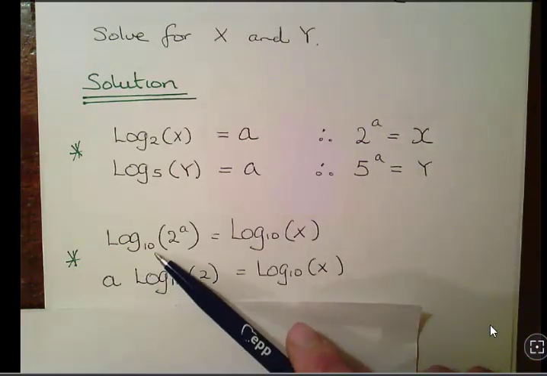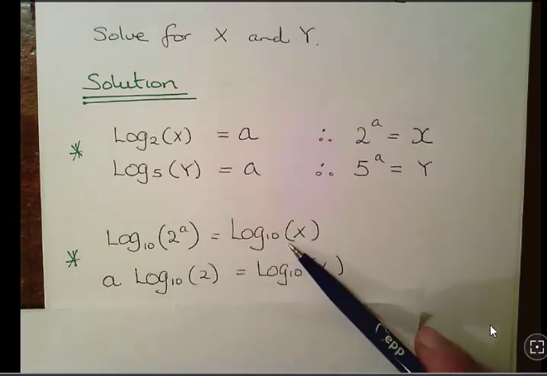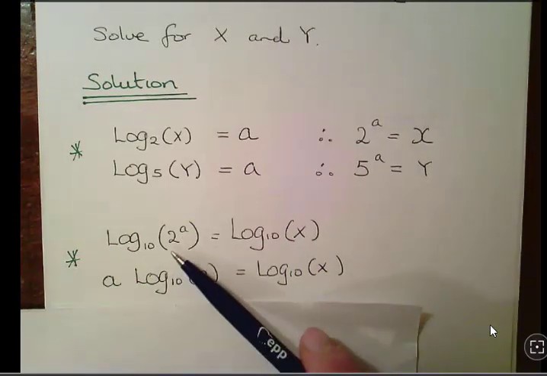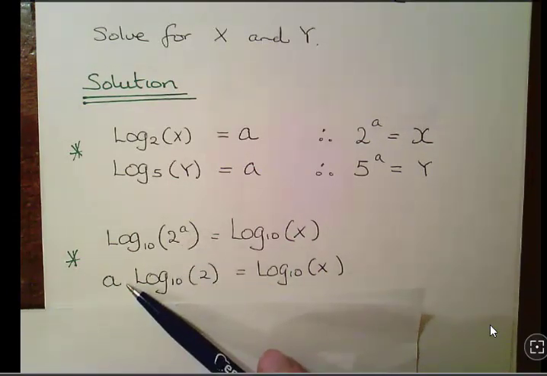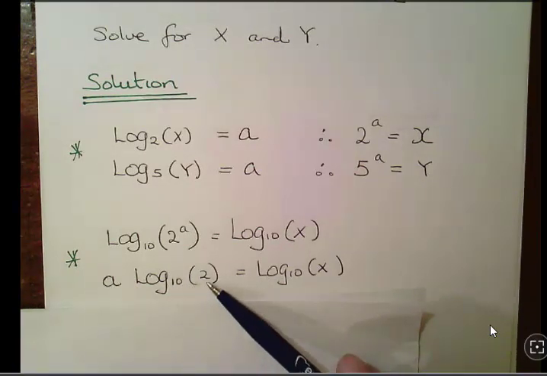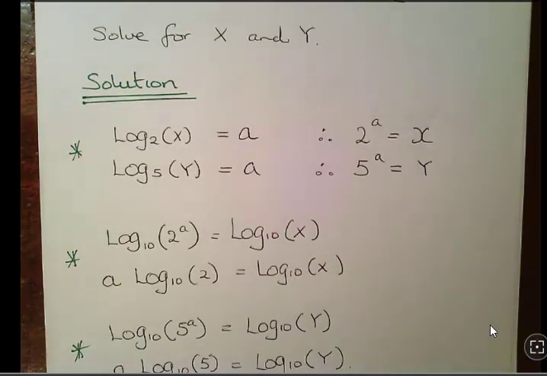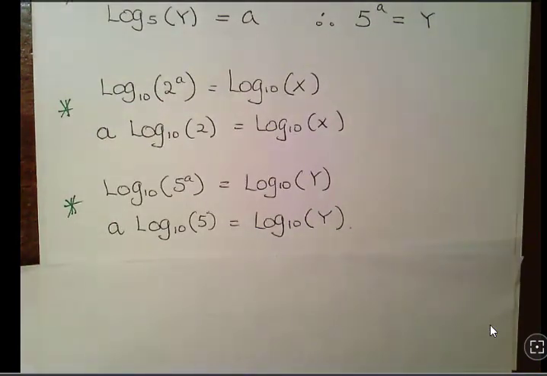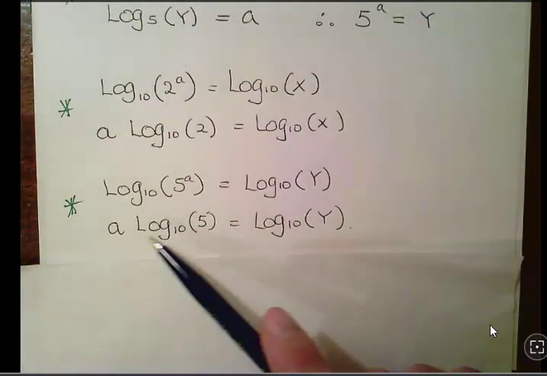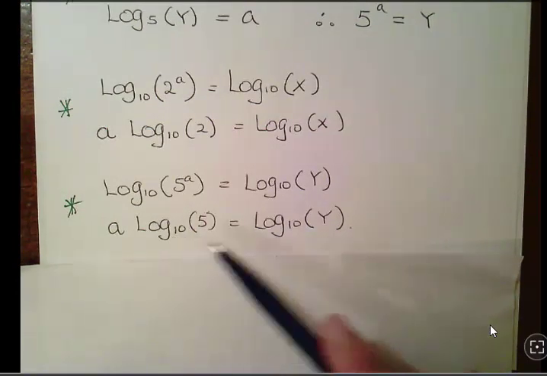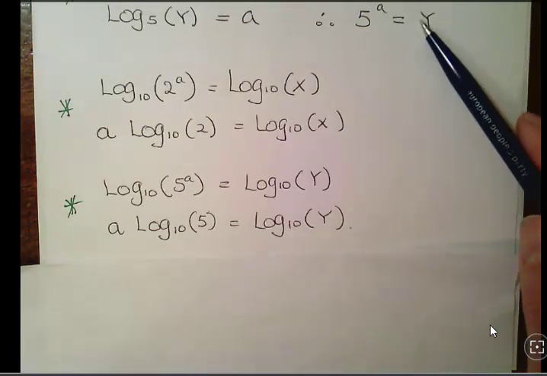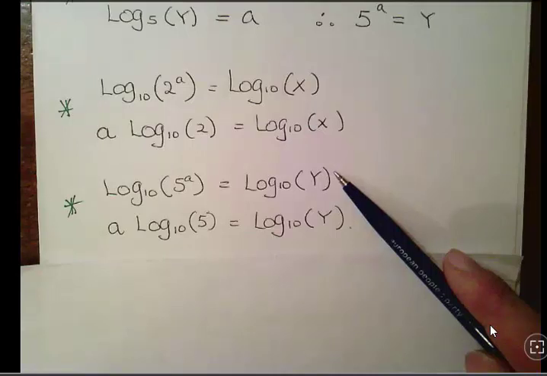So we have log of 2 to the a to the base 10 equals log of x to the base 10. When we take the log of 2 to the power of a, we can rewrite that as a times log of 2 to the base 10. And we can do something similar for 5 to the power of a equals y. So I end up with a times log of 5 to the base 10 equals log of y to the base 10.